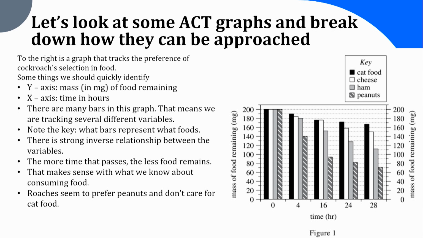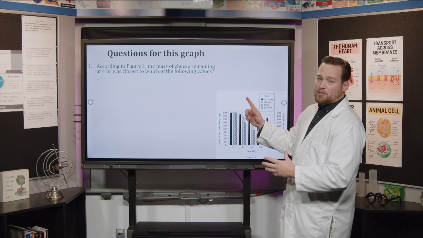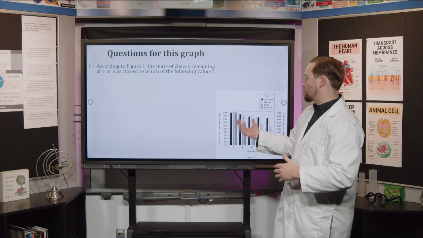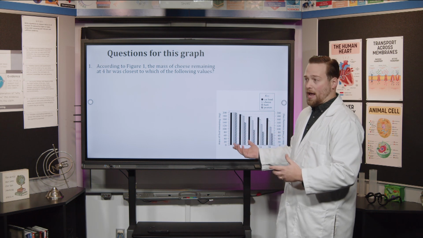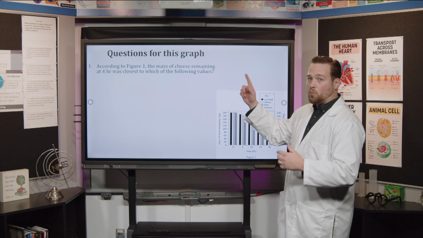So let's look at some of the questions that go along with this graph and see if we can answer some of those questions. Here's the first one. It says, according to figure 1, the mass of cheese remaining at 4 hours was closest to which of the following? I'm not going to put the answer choices up here. We have not read the couple of paragraphs describing what's happening in this graph, but just by going straight to the question, we can find the answer.